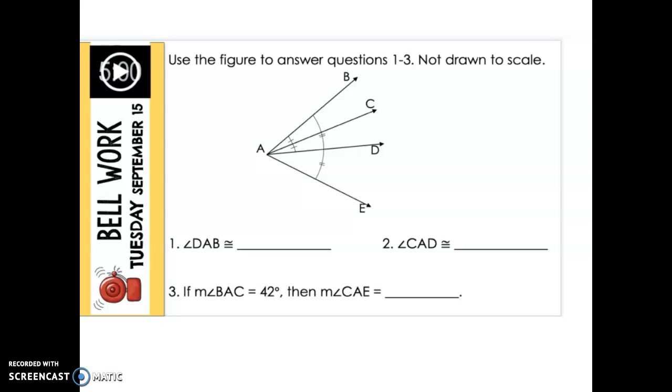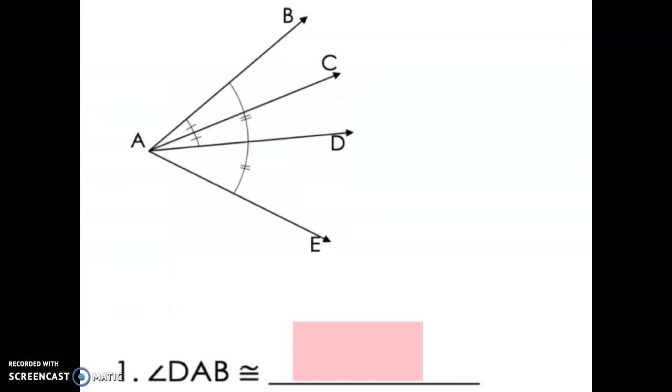Okay, today we are going to go over the solutions to the bellwork problems from Tuesday, September 15th. So the question says to use the figure to answer questions 1 through 3 and note that the figure is not drawn to scale. That means that you can't try to use a protractor to measure these angles because they're not drawn to scale.